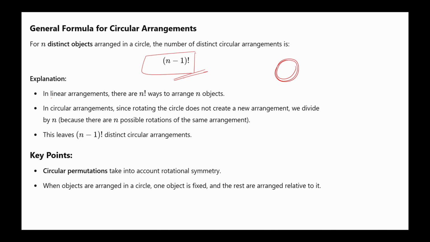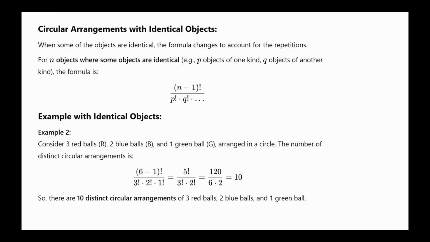So exactly that has been mentioned here. In linear arrangements, there are n factorial ways to arrange n objects. In circular arrangements, since rotating the circle does not create a new arrangement, we divide by n, because there are n possible rotations of the same arrangements. So if I have n factorial by n, this can be written as n into n minus 1 factorial upon n. So n and n would get cancelled out and we would be left with this. So that is what has been written here.